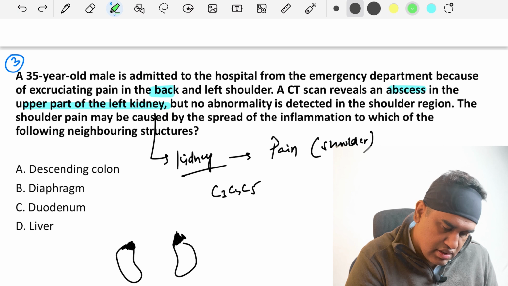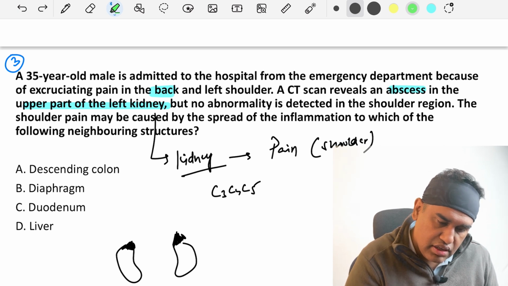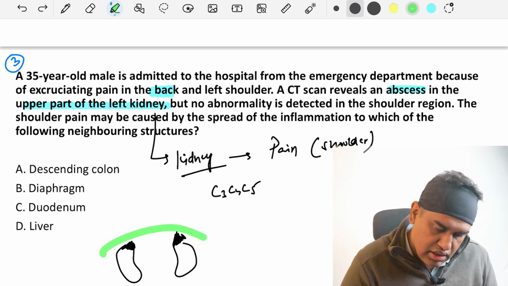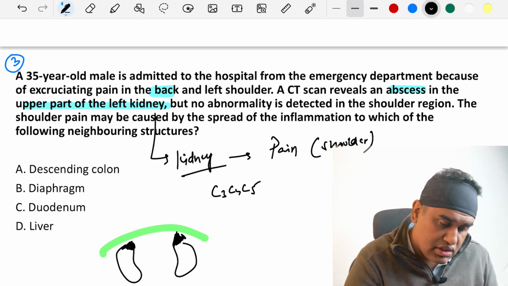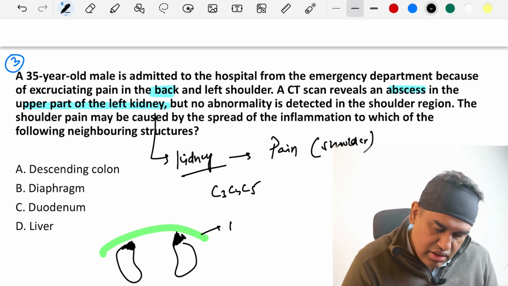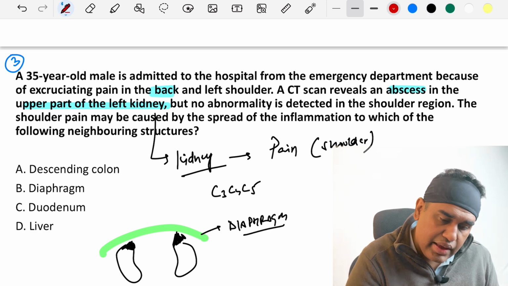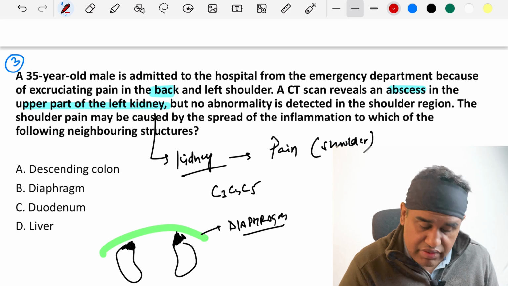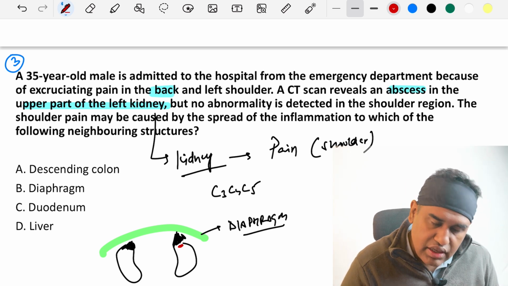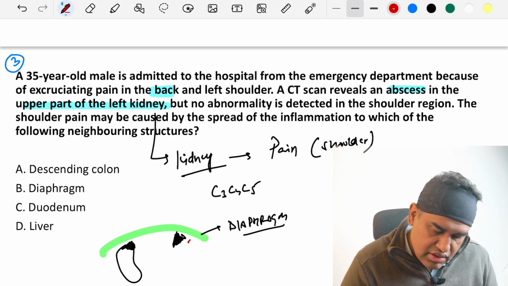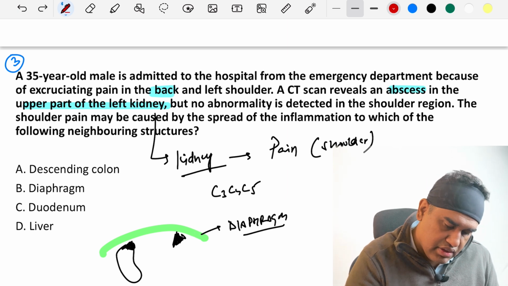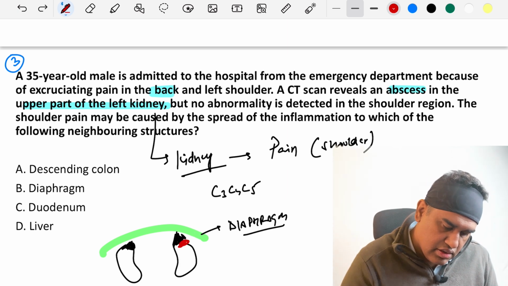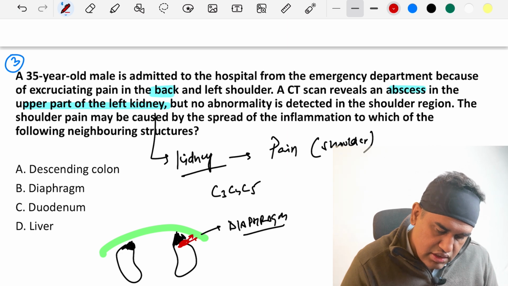What is lying above these structures is, if we can have a look over here, this structure. What is this structure? This structure is our dear thoracoabdominal diaphragm. Now they are saying that the abscess is in the upper part of the left kidney. So imagine the abscess is right over here.